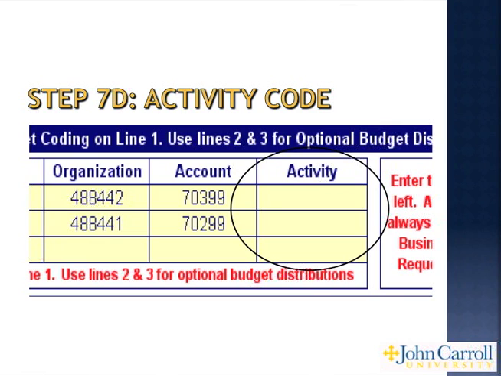Step 7D, Activity Code. Item number 6 has 4 component parts: index code, organization code, account code, and activity code. The fourth and last column, the activity code, should be left blank.